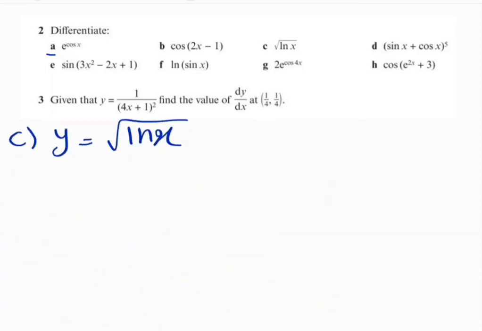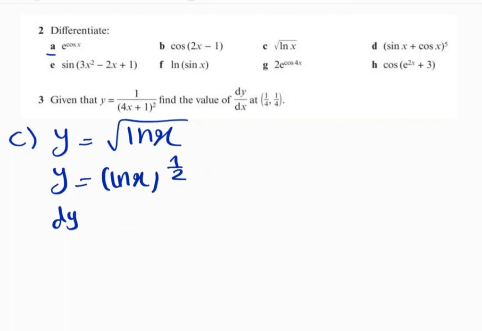Right, c, so we have y, which is equal to the square root of natural log of x. So whenever you have a square root, it's better to write that in this form, natural log of x to the power of half, because this helps us to differentiate this. And now this is chain rule again. Of course it's chain rule because this practice is just on chain rule.